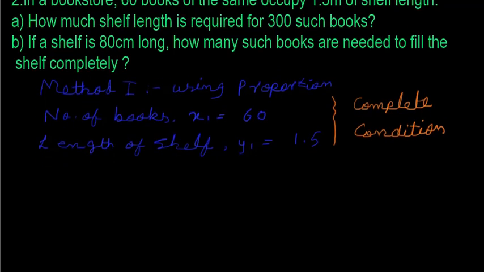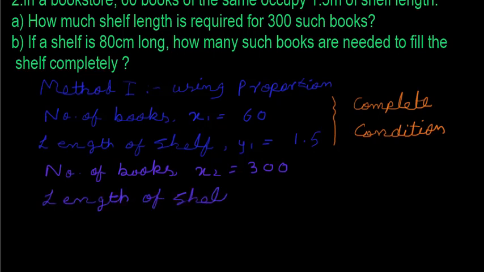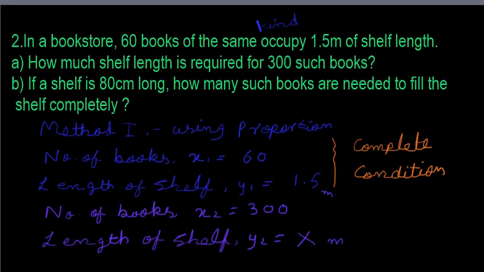In part A they ask how much shelf length is required for 300 such books. So let me write number of books x sub 2 is equal to 300, and length of shelf y sub 2, let it be capital X meter. This will be in meter. Here the 60 books can occupy a shelf length of 1.5 meter. This is given. I forgot to write m, so it's 1.5 meter.